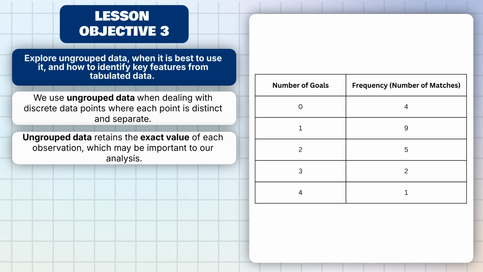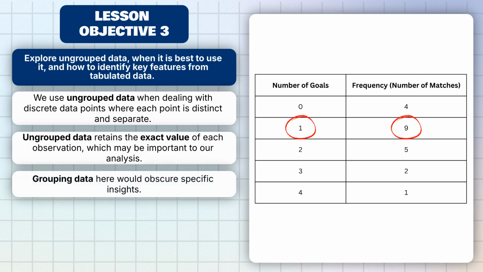Suppose we collect the following data over a season. From this table, we can immediately see that matches with one goal are the most common, with a frequency of 9 matches. Grouping data in this scenario, such as into intervals of 0 to 2 goals, would obscure these specific insights. To better understand when to use grouped or ungrouped data, it's essential to differentiate between the types of data we might encounter, including whether it is continuous or discrete.